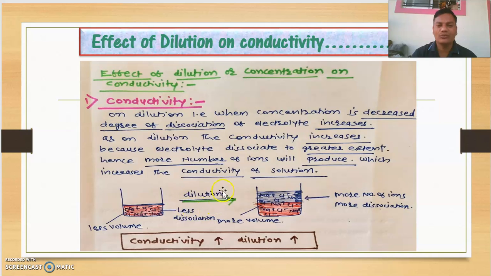So when you make dilution, when you add water, that time volume increases, space increases, number of ions increases, degree of dissociation increases, because of which more number of ions will be there and it will more dissociate, and because of this conductivity increases. So in this simple square there is one formula: as you increase the dilution, conductivity of the solution increases. So this is the one point.